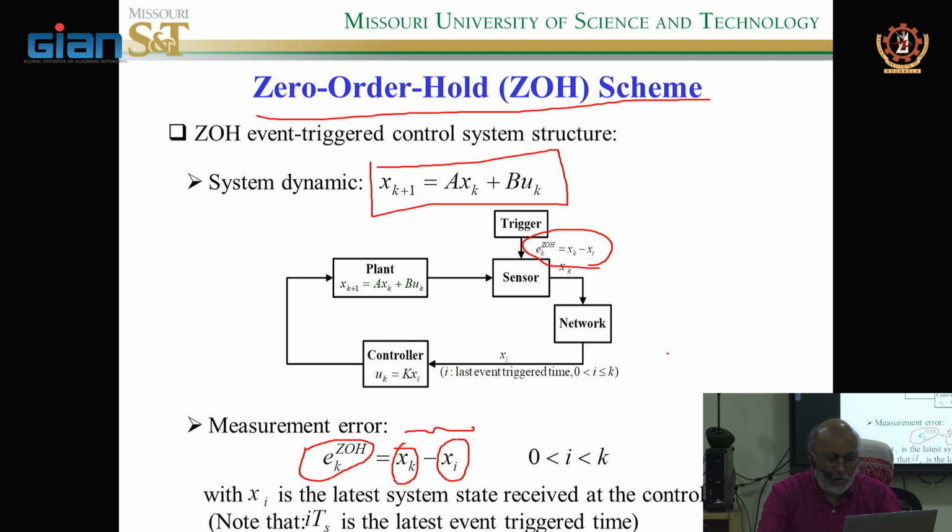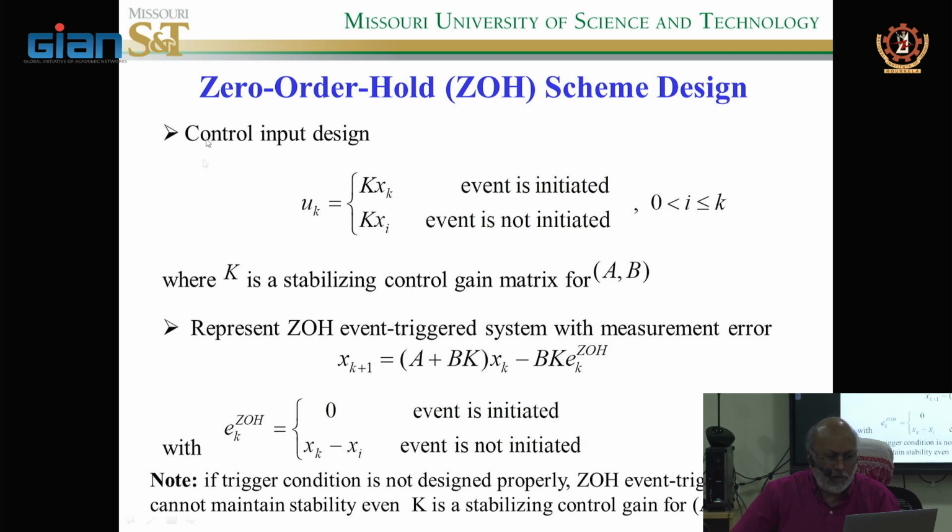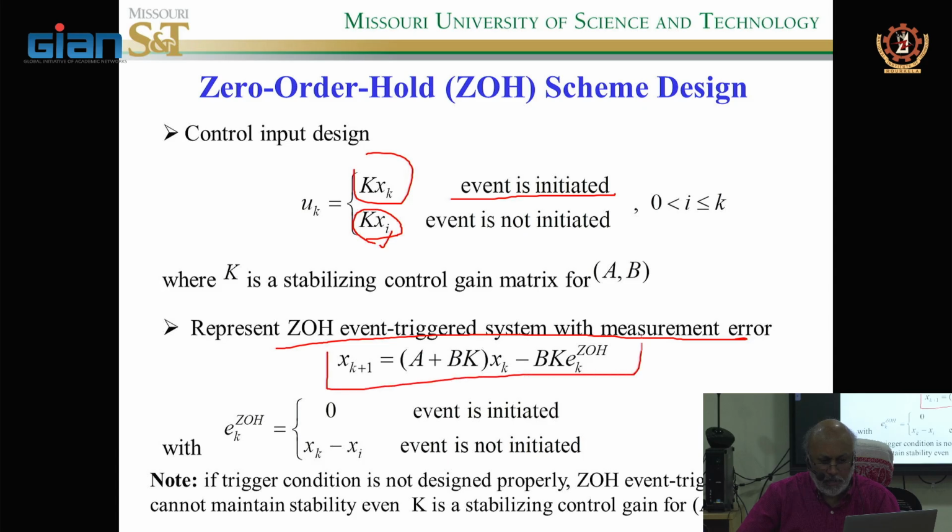And the error becomes zero. How do you determine that condition? Here is the control input design in the event triggering. u_k equals K times x_k when the event is initiated, that means the switch closes. Otherwise, you're holding the previous value of the control input. So the closed loop measurement error is given by this equation. Here you know A and B, so you can analyze the stability of the system. The error becomes zero when you transmit, otherwise it does not become zero when the event is not initiated. And K is the stabilizing gain, given A and B.